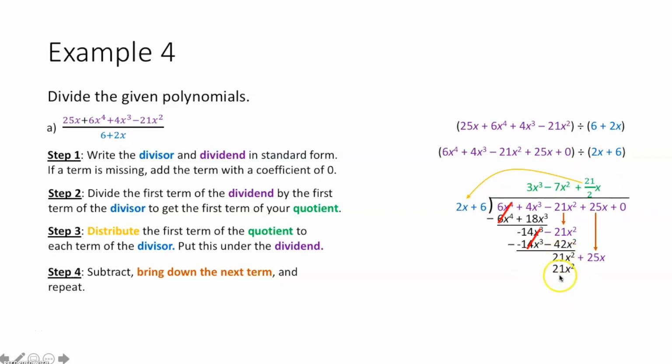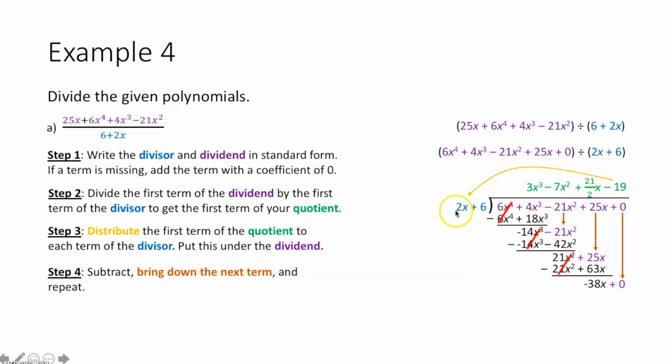So when we subtract, these are going to cancel out. Then we multiply the 21 over 2x times the 6, and you end up getting positive 63x. Now what we do is we subtract. These cancel each other out, and then 25x minus 63x becomes negative 38x. We then drop down our 0 and repeat the process. What's negative 38x divided by 2x? Well, the x's cancel each other out, and negative 38 divided by 2 gives you negative 19, so that goes here. We then take that negative 19 and distribute it to each term in the divisor.